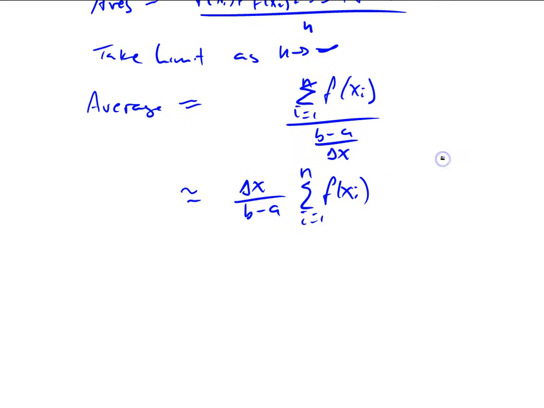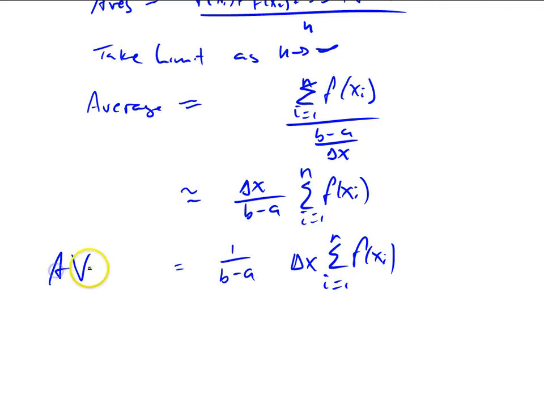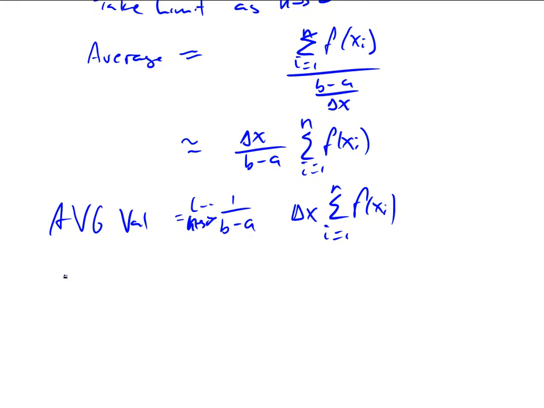Now, this is starting to look familiar, because if I take the 1 over b minus a out in front and then put the delta x times the sum i equals 1 to n of the f of xi's, that looks like a Riemann sum. And so the average value is going to equal the limit as n goes to infinity of this approximate average value. That 1 over b minus a is a constant, so I've got 1 over b minus a, and then this thing with the limit as n goes to infinity is actually just the integral from a to b of f of x dx.